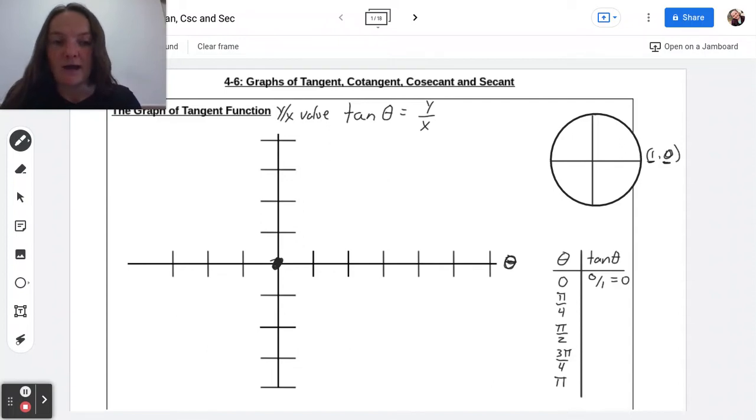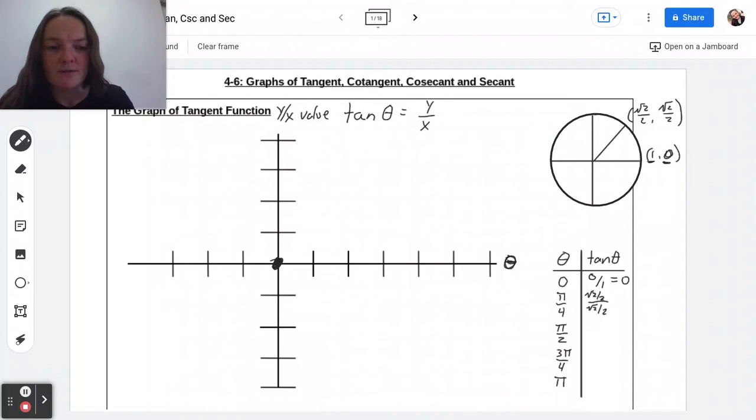Next one, pi over 4. Okay, at pi over 4, our ordered pair is radical 2 over 2, radical 2 over 2. So the y over x value must be radical 2 over 2 divided by radical 2 over 2, which sounds crazy, but the same thing over the same thing is 1. And so therefore, at pi over 4, which we will label on here, we should be up 1. And just so you guys can see this better, I'm going to scale 1 up a little bit higher.